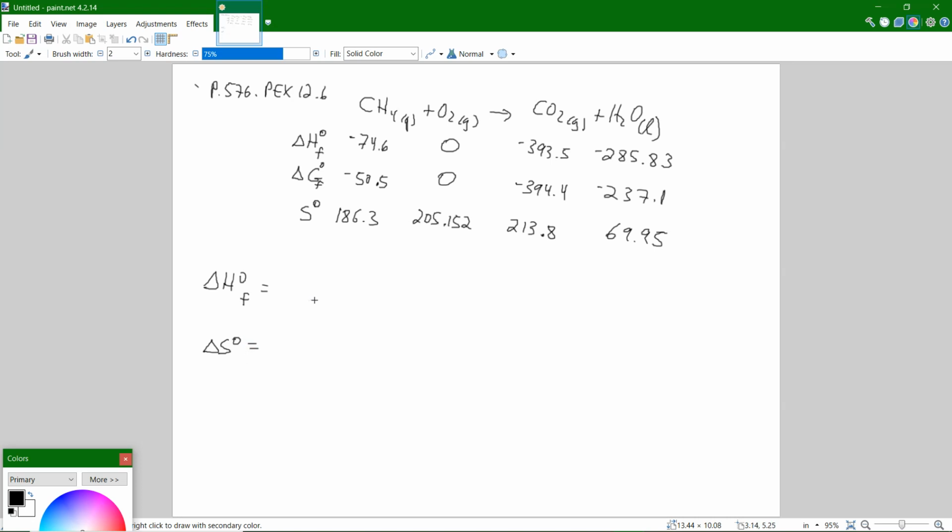But is this balanced? Hold the phone. I better make sure. CH4 plus O2 goes to CO2 plus H2O. Carbons are good, hydrogens aren't. I have to put a 2 in front of the H2O, and then a 2 in front of the O2. So I have 1 carbon on both sides, 2 times 2, 4 hydrogens on both sides, and 2 and 2 is 4 oxygens on both sides. If it's not balanced, you aren't going to get the right answer.